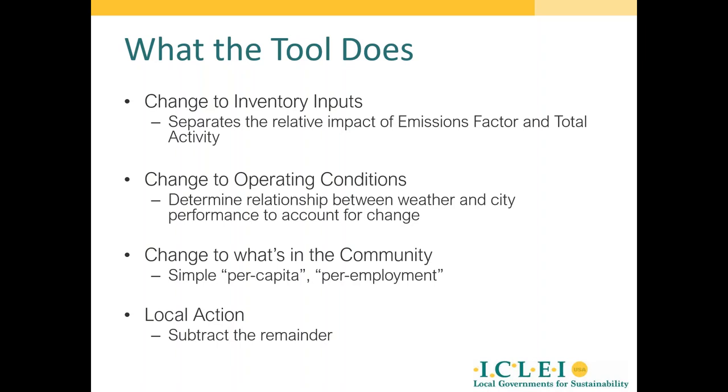So the tool looks at the inventory inputs themselves. It separates out the relative impacts of emissions factors and the total activity. Activity in this case could mean kilowatt hours of electricity or vehicle miles. Again, we look at the relationship with weather, and then also look at per capita and per employment records. And then we subtract to have a remainder, which includes results of local action, and potentially a number of other things wrapped up in that remainder as well. Next slide.